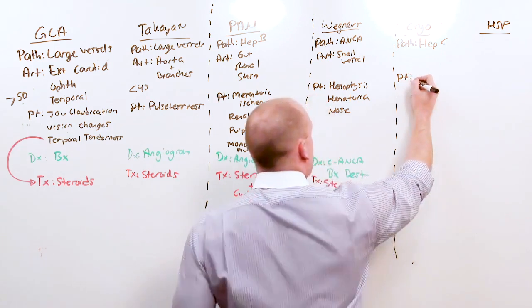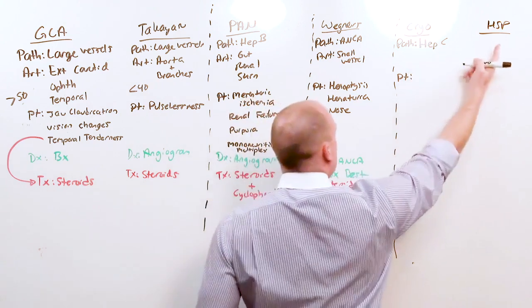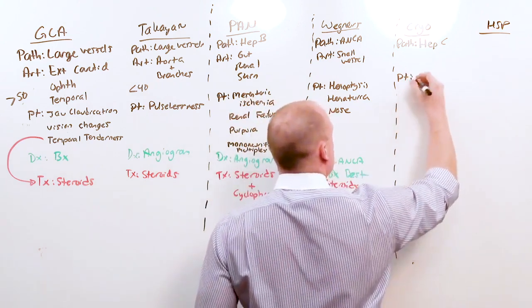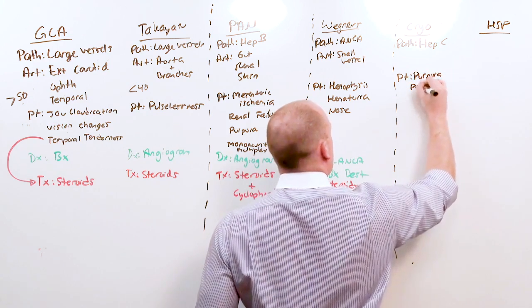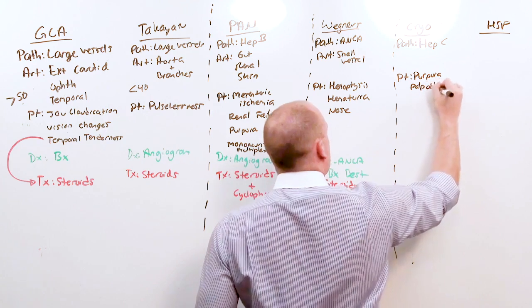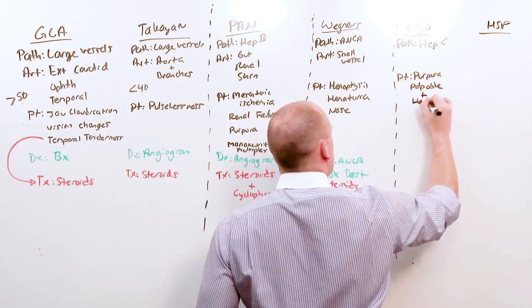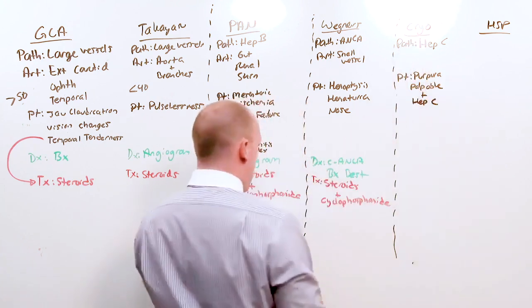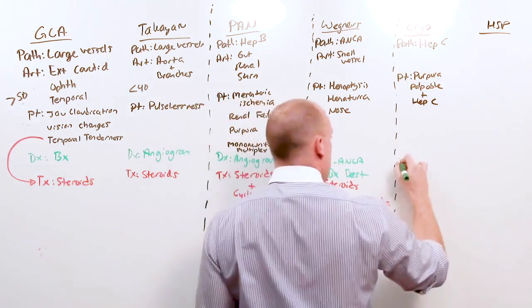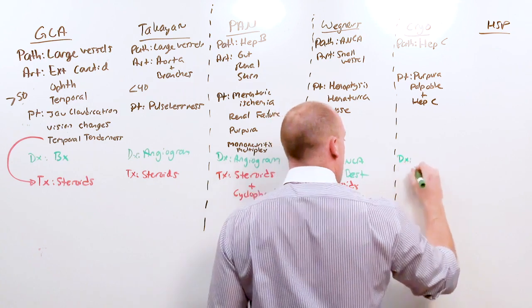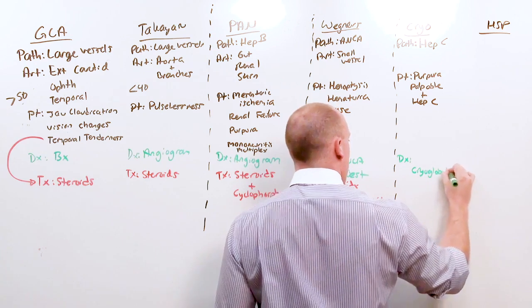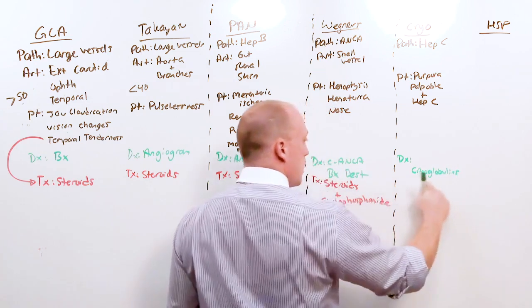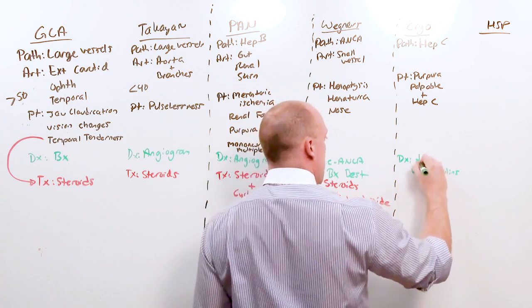What you're going to see in patient presentation for both cryo and Henoch-Schönlein purpura, the immune complex diseases, is purpura. And purpura that is palpable. Palpable purpura plus hep C. For your test, you've got cryoglobulins. The diagnosis is made by checking for the cryoglobulins. But before you get to cryoglobulinemia, you might see a decreased complement.